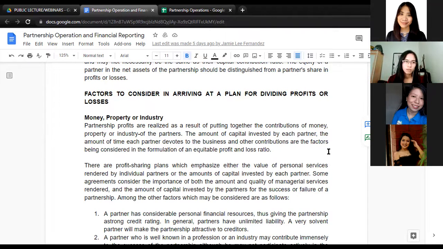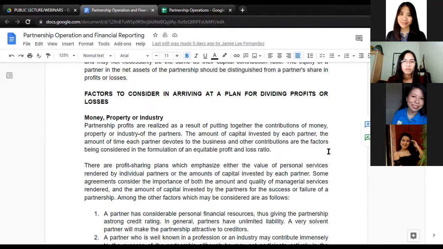Yung pagpabahagi ng kita, una na dyan is yung tinatawag natin na contribution ng pera, non-cash or kaya yung skills or services. So nagkakaroon ng kita ang kumpanya dahil itong mga kinontribute na ito ay ginagamit sa operation ng partnership.